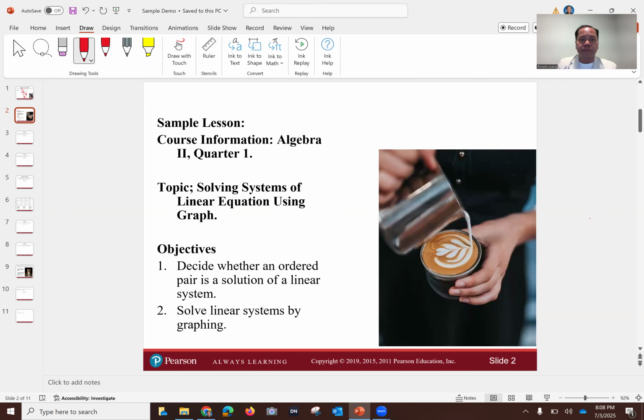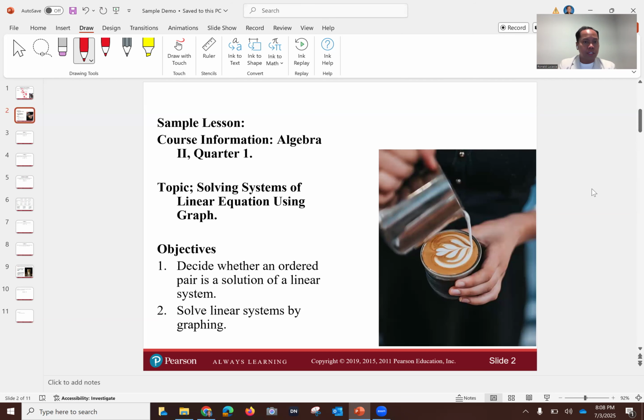Okay, so our lesson for today is about solving systems of linear equations using graphs. And at the end of the lesson, you should be able to decide whether an ordered pair is a solution to the system and solve linear systems using graphing.